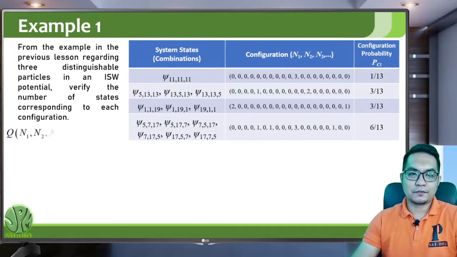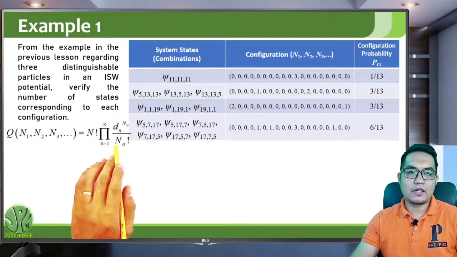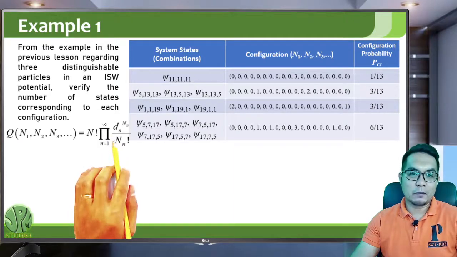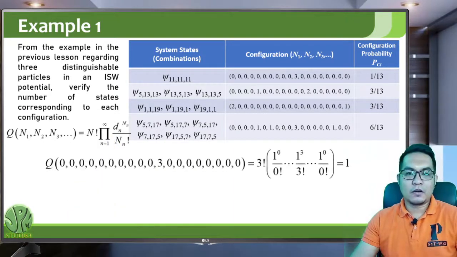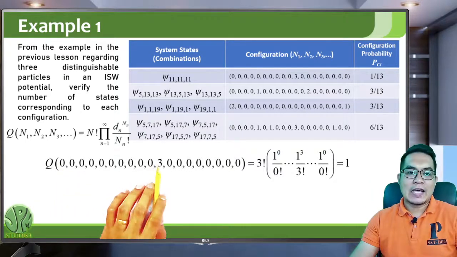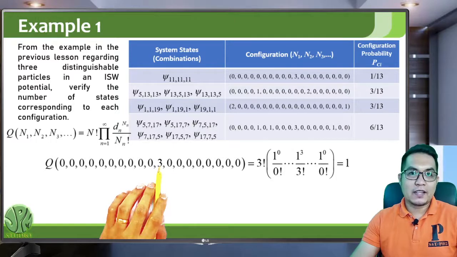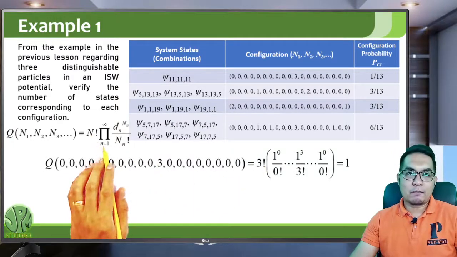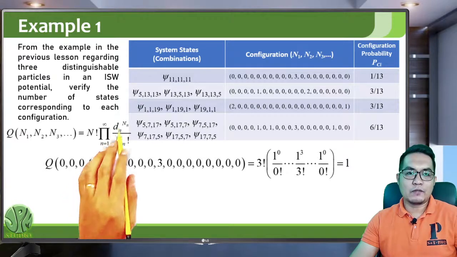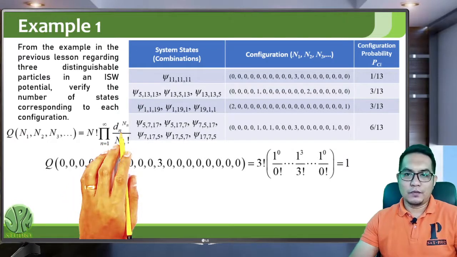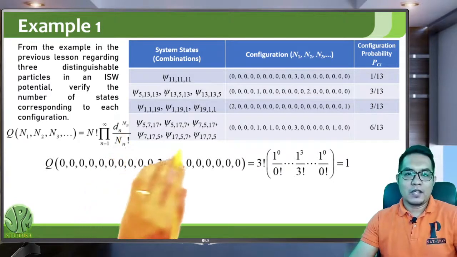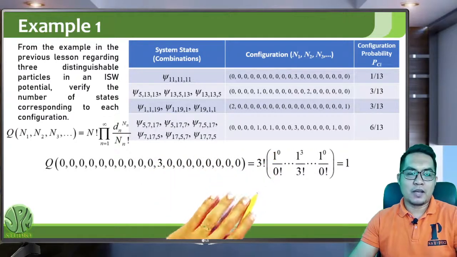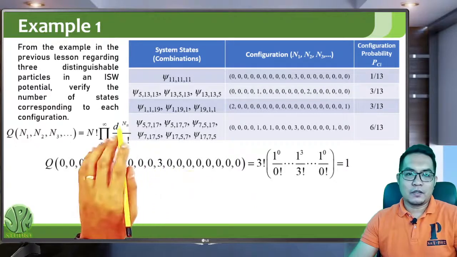This is now the formula if you have distinguishable particles. Let's first start with the first configuration, wherein 3 of the particles are in the state psi 11. From the formula, you have N factorial, so 3 factorial. And we will start with the product, with n equal to 1. So you have d1, assuming it's non-degenerate. Actually, it doesn't matter, because you raise it to the power of 0.